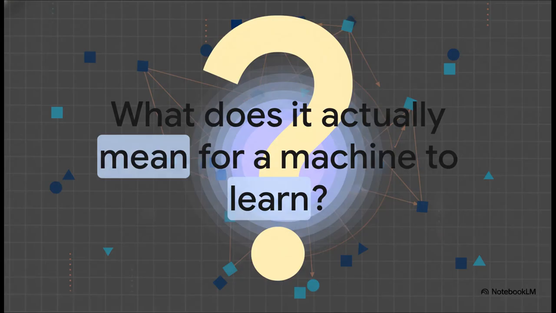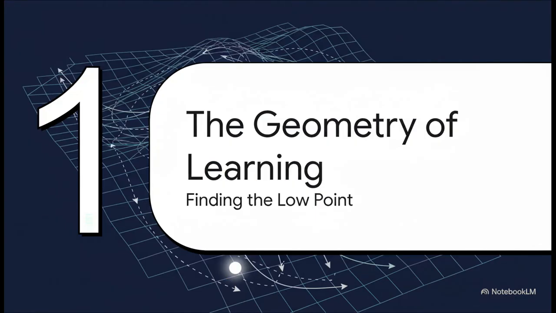You know, to really get past all the hype, we have to start with the most basic question of all. When we say we want a machine to learn, what are we actually asking it to do? The answer, it turns out, is all about geometry. At its very heart, all of machine learning is basically a search for the lowest point in some kind of high-dimensional landscape. So let's unpack what that really means.